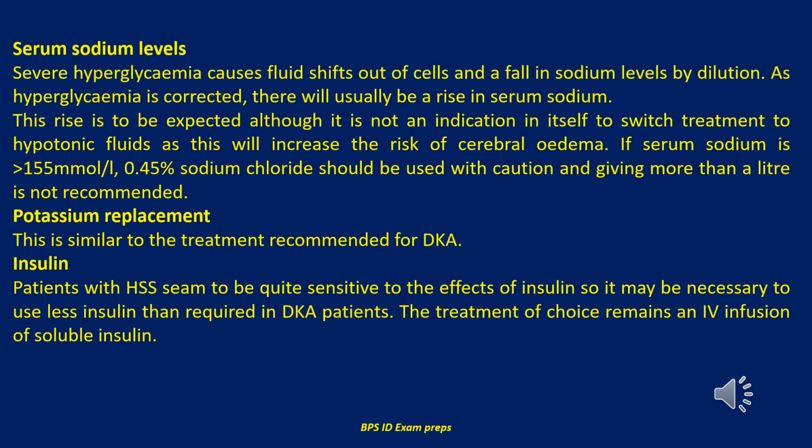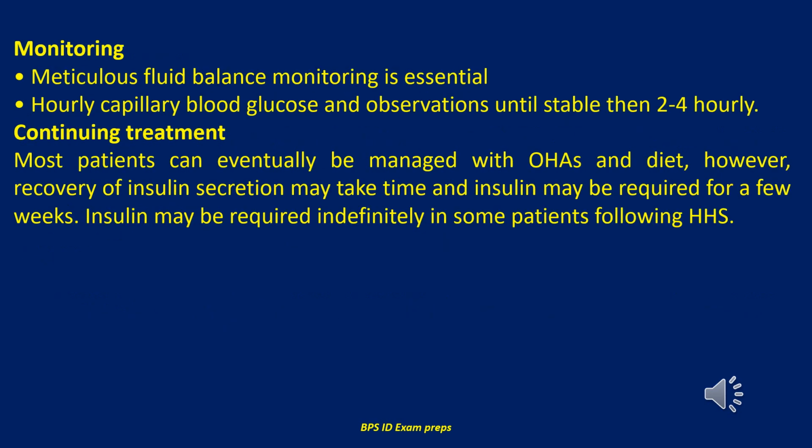Regarding potassium replacement, this is similar to the treatment recommended for DKA. Regarding insulin, patients with HHS seem to be quite sensitive to the effects of insulin, so it may be necessary to use less insulin than required in DKA patients. The treatment of choice remains an IV infusion of soluble insulin. Regarding monitoring, 1. Meticulous fluid balance monitoring is essential. And 2. Monitor hourly capillary blood glucose with observations until stable, then 2 to 4 hourly.